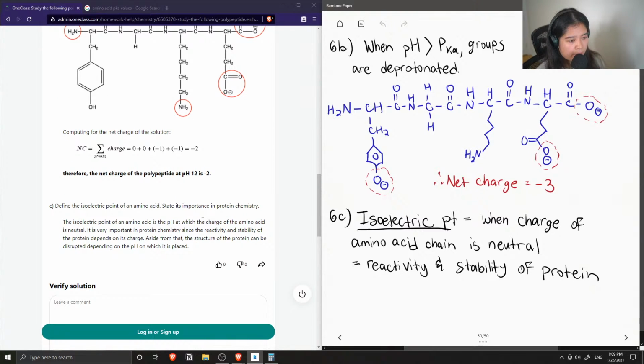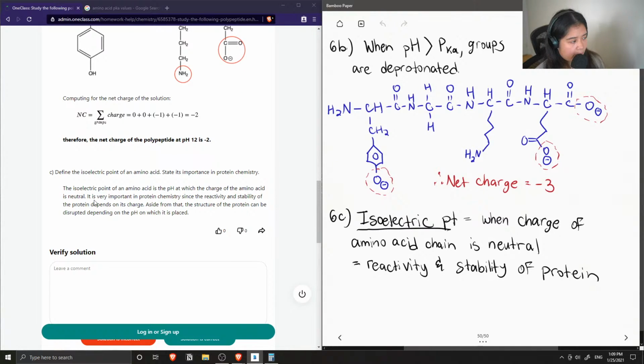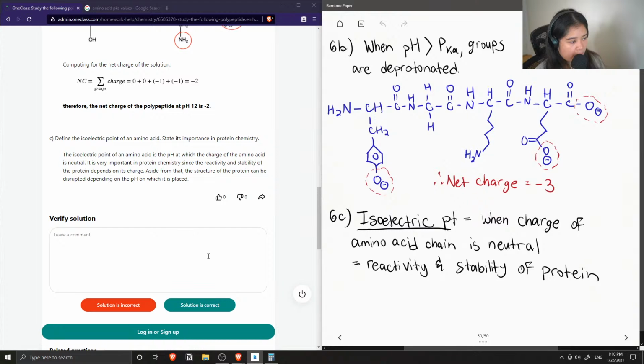And then for part C, it says to define the isoelectric point of an amino acid, and state its importance in protein chemistry. So the isoelectric point of an amino acid is the pH at which the charge of the amino acid is neutral. It is very important in protein chemistry since the reactivity and stability of the protein depends on its charge. Aside from that, the structure of the protein can be disrupted depending on the pH on which it is placed.